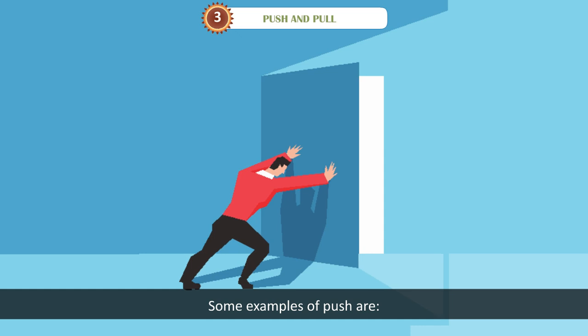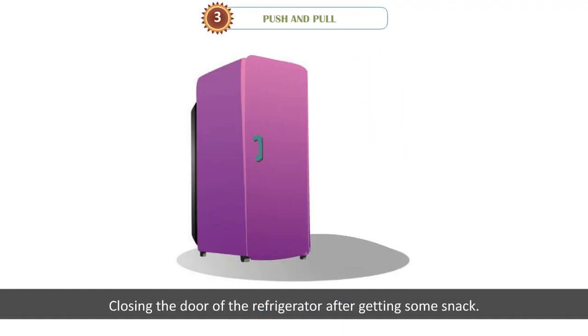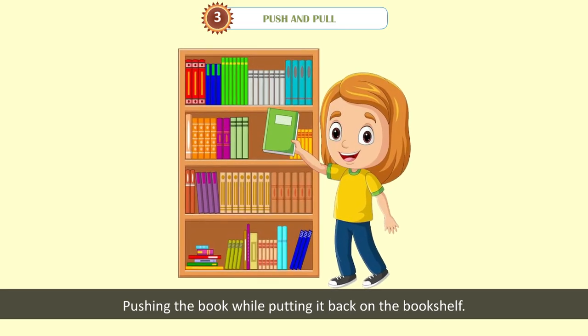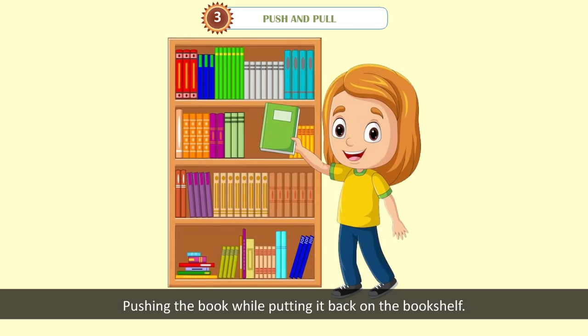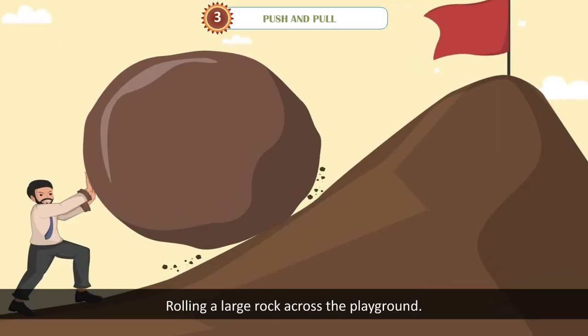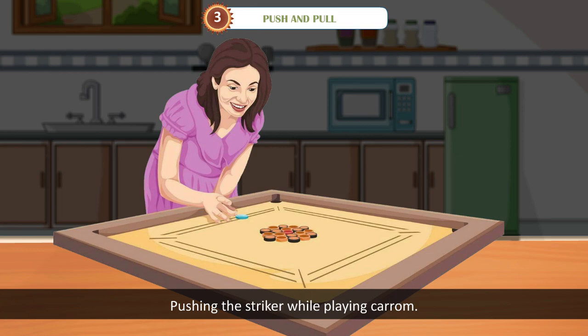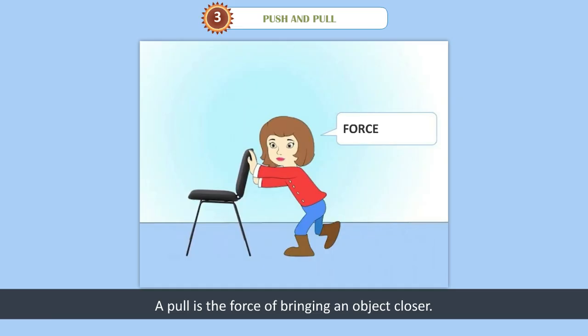Some examples of push are closing the door of the refrigerator after getting some snack, kicking the football, pushing the book while putting it back on the bookshelf, rolling a large rock across the playground, pushing the striker while playing carom. A pull is the force of bringing an object closer.